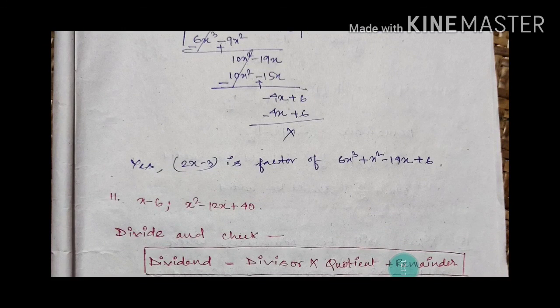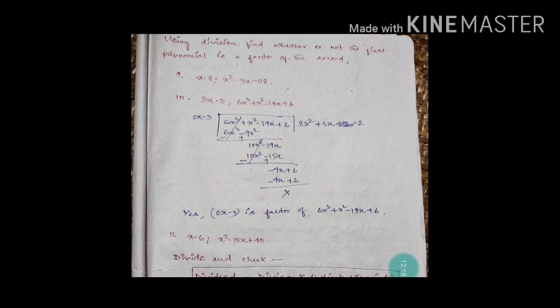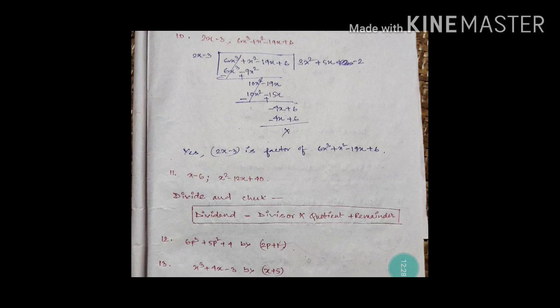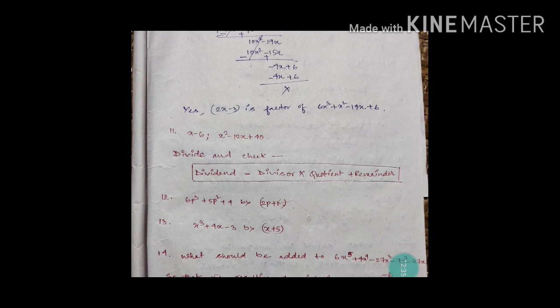So if in a question it is asked to find whether this is a factor of that number or not, ultimately what you have to do is the division. If it is divisible, if you are getting the remainder 0, then it is a factor, or otherwise it is not a factor. Okay, similarly question 11 you have to do.